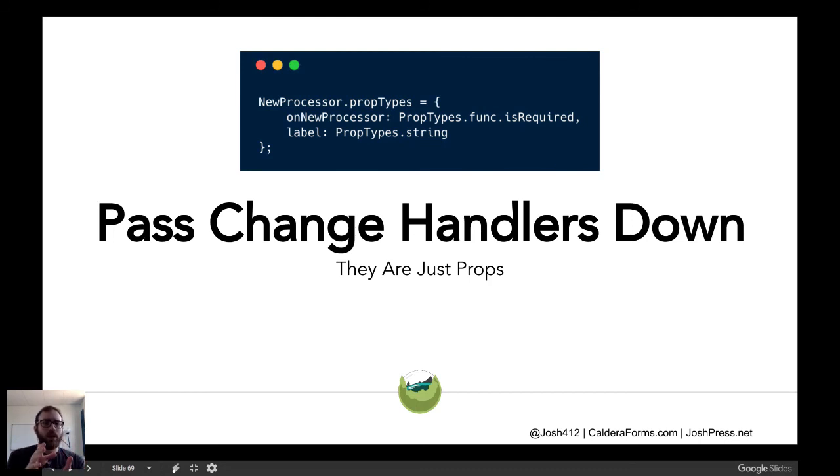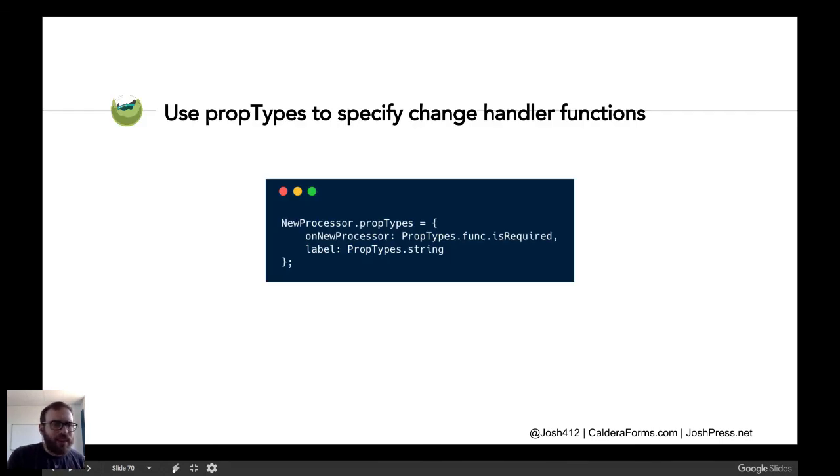So with our prop types, we say onNewProcessor, we saw this component earlier. This is its prop types. PropTypes.func.isRequired. So you must pass a function to this or it errors. And then label, I think, has a default value, but it can be a string, so it's not required. Again, I talked about prop types earlier. You just have to do this, or it's conventions.